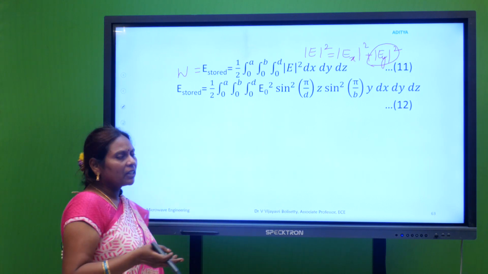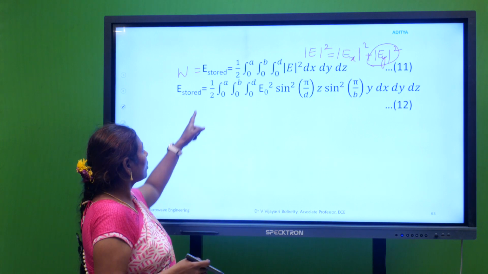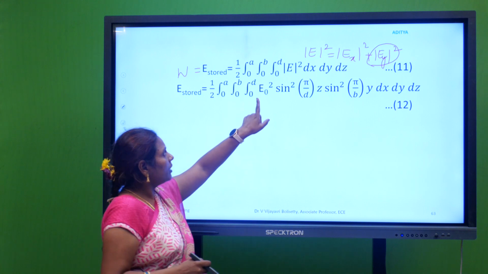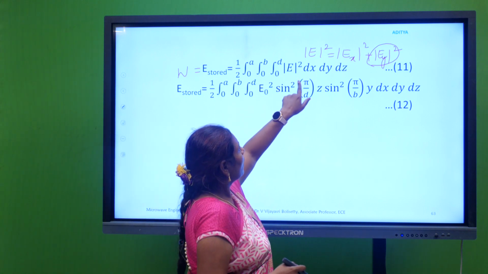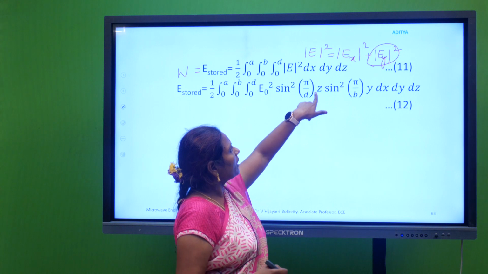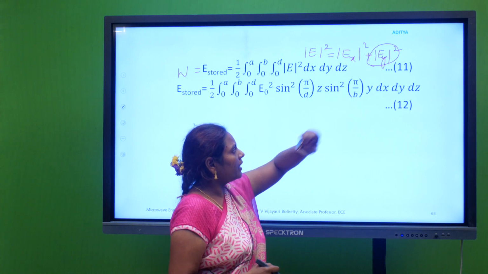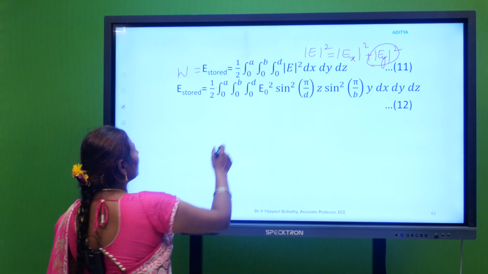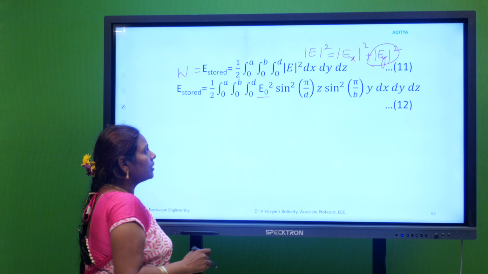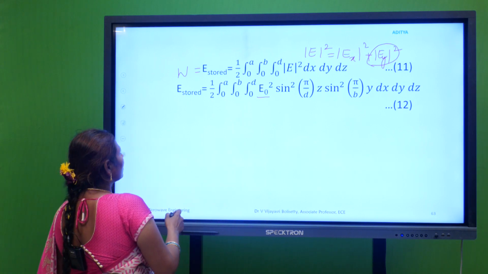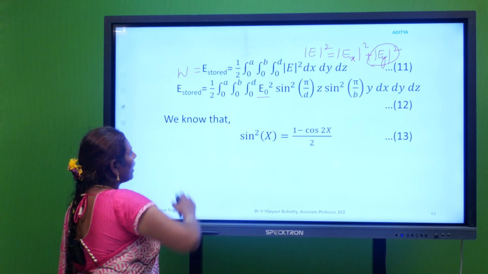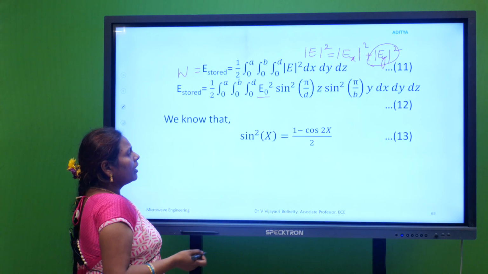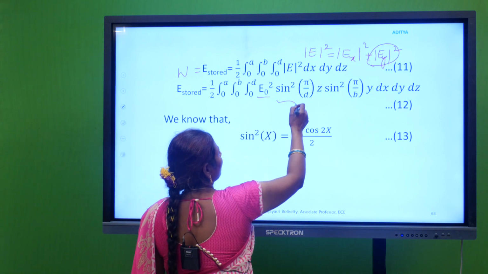As we substitute that here, we get the energy stored is equal to 1 by 2 integral 0 to a, 0 to b, 0 to d, E naught square sin square pi by d z, sin square pi by b y, dx dy dz. Here E naught square is a constant, so it comes out of the integration, and we can write it as E naught square by 2 integral, and the sin square function is there.